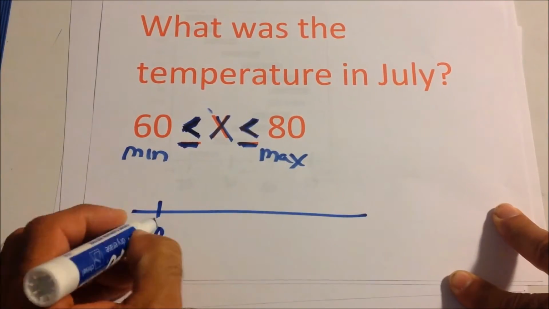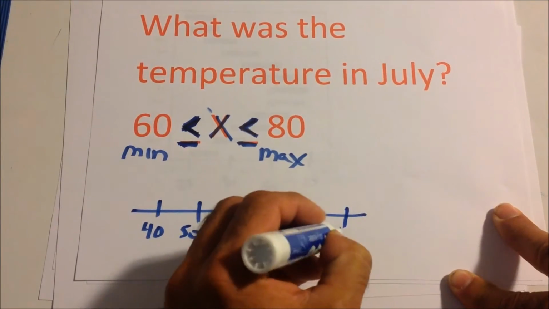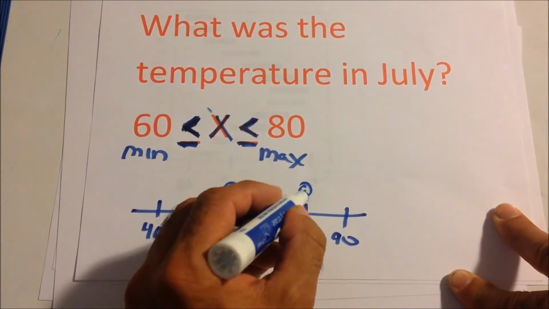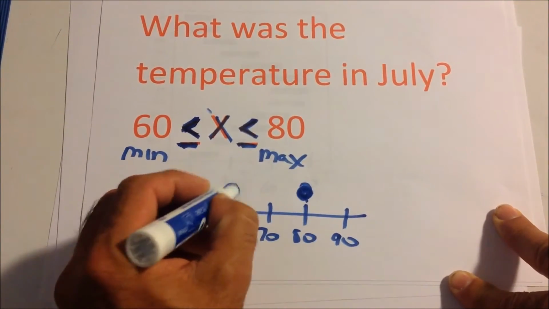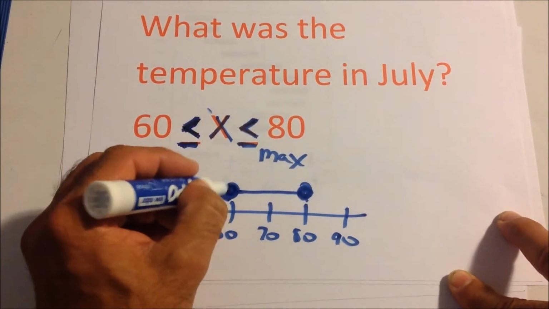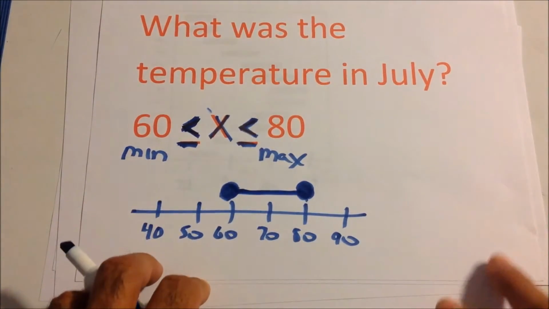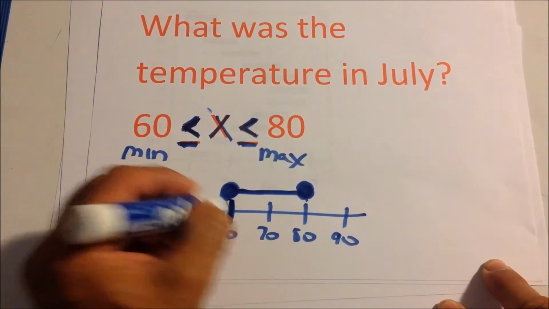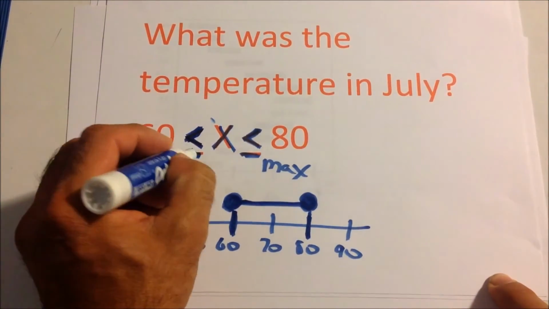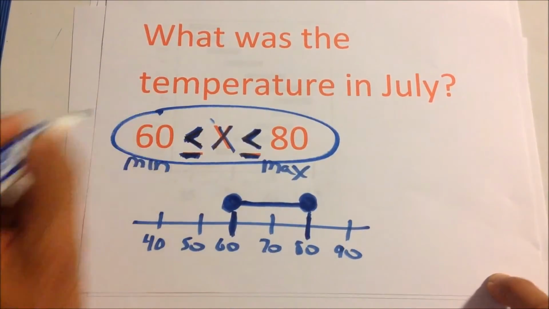We can graph, let's say that's 40, and that's 50, and that's 60, 70, 80. We'll just put a couple of numbers here. We can put 2 circles here, fill them in because we're saying that they could be that, and you'll get a graph like that. So the temperature could be 60, could be 80. That was the temperature range in July. So again, the temperature was greater than or equal to 60, and also less than or equal to 80, and you would write it like that.